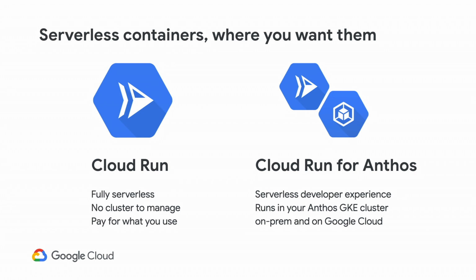So there are two choices available for running your Cloud Run application. The first one is the fully managed, which we just saw in the demo. It's fully serverless, no cluster to manage, and you pay per use. And the second one is Cloud Run for Anthos, in which you provide the GKE instances, but you will deploy in the same way, using a similar experience.